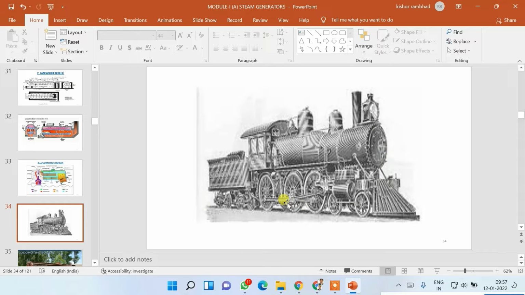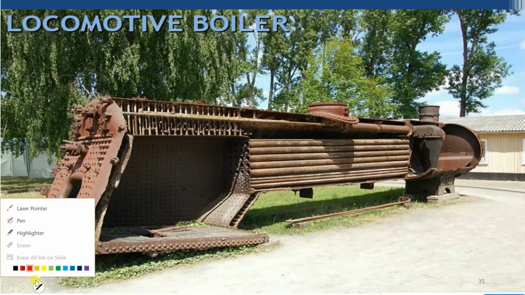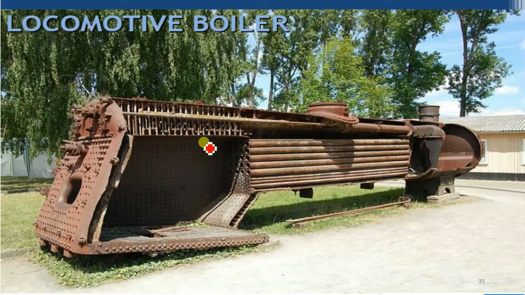This is the locomotive. This is the structure of the locomotive. This is the firebox. This is the fire door. There will be a cabin.